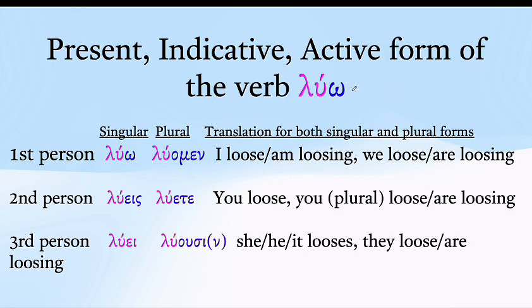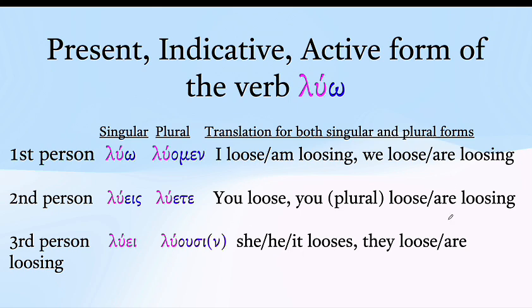Now this is how it looks, both in the singular and in the plural, and you are given the translation for both singular and plural forms. So the present indicative active form of the verb luo: the singular, first, second, third person, and the plural, first, second, and third person. Pay attention to the stem and the ending. We'll talk about this in a little while.